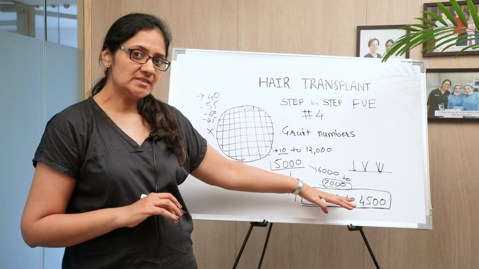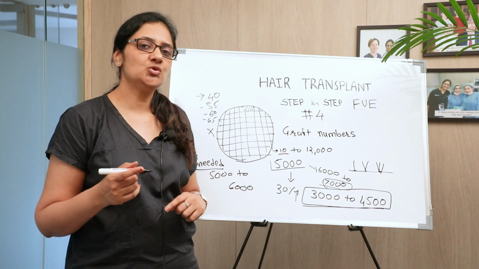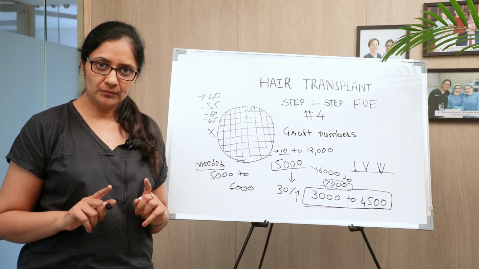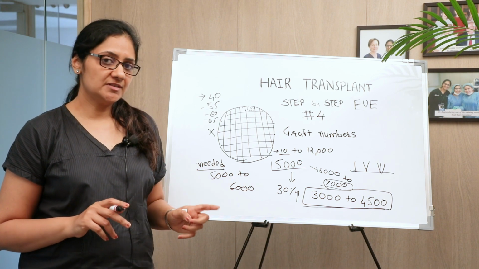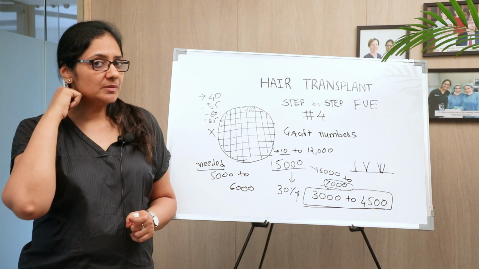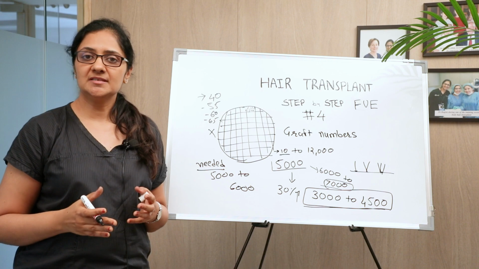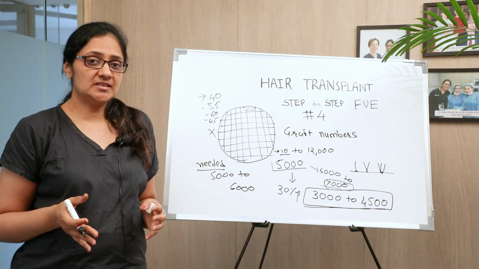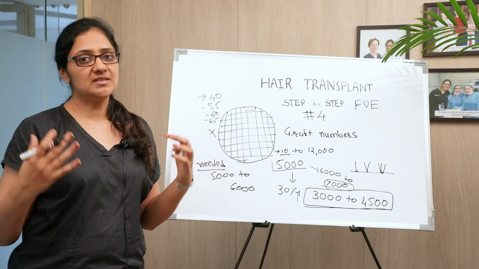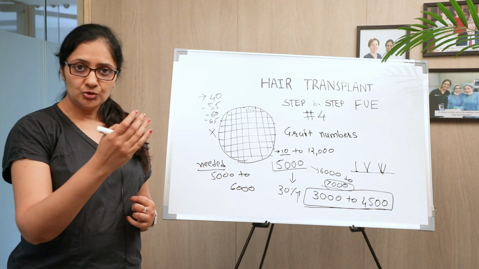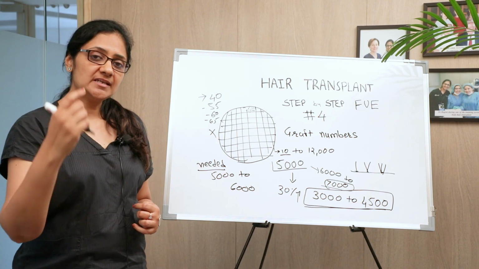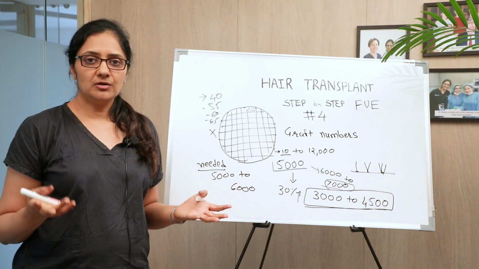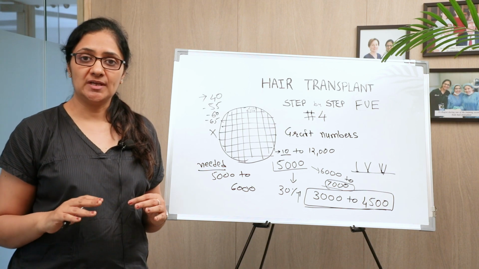Now, when I say in one session, does that mean that in a future session you can again take out another 3,000 to 4,500 grafts? No. Remember, when we discussed in the first episode, whatever you take out from the back of the head is gone from there. It doesn't regrow there. So those spots are empty, but it's just that those spots are scattered. That's why they are not visible. So you are reducing those numbers. And in a second session, again, if you try to take out 3,000, 4,500, you're gone. The area is blank. So you cannot do that.